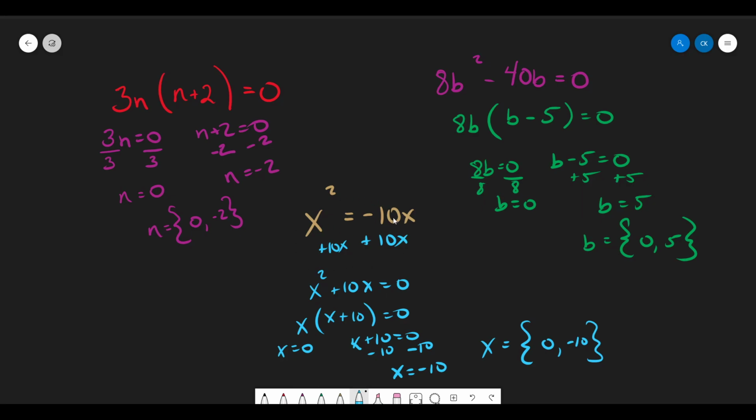For the third one here, I have to first add the 10x to both sides. Then I can factor out an x. And now I can set each factor equal to 0 and solve. So that's where I get the 0 and the negative 10 from there.